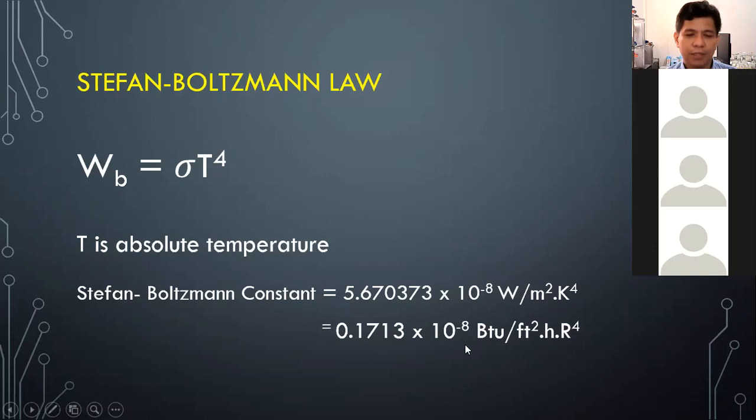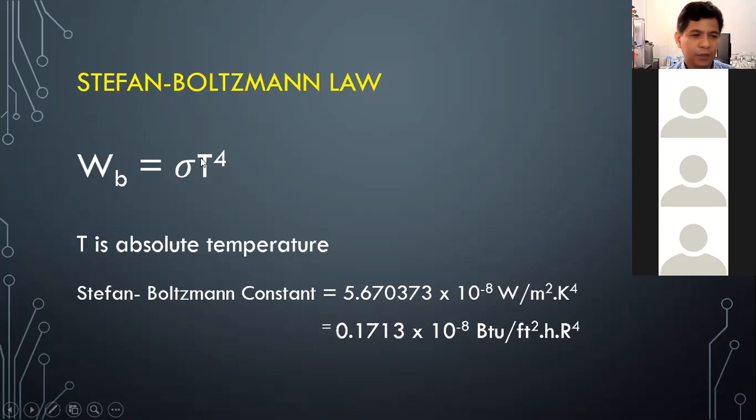0.1713 times 10 to the minus 8 BTU per foot squared per hour per Rankine to the fourth. So this you have to memorize if the problem is in English units. Or you can just open the PowerPoint I uploaded, but memorize it too. This is just in the calculator. Okay, so we will use that later in our problem.